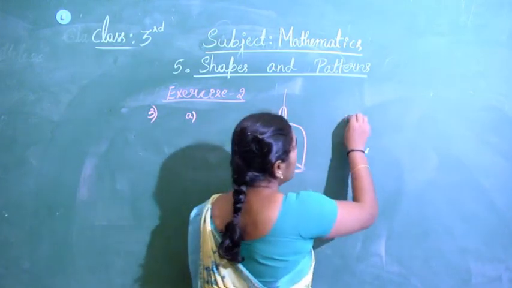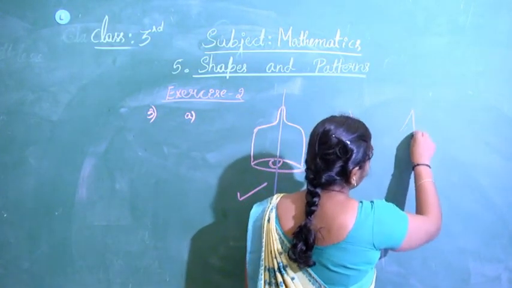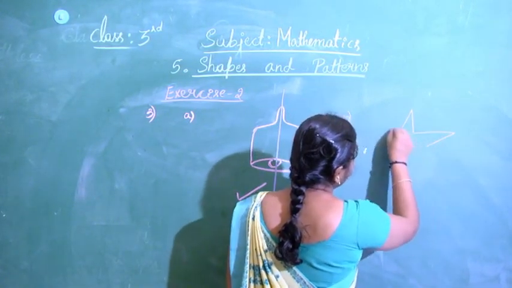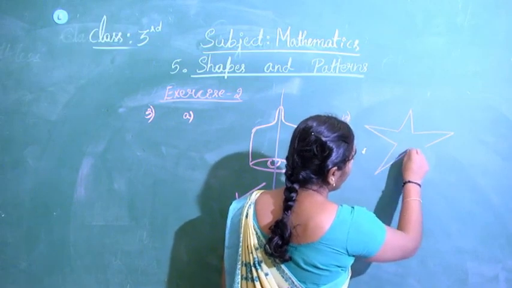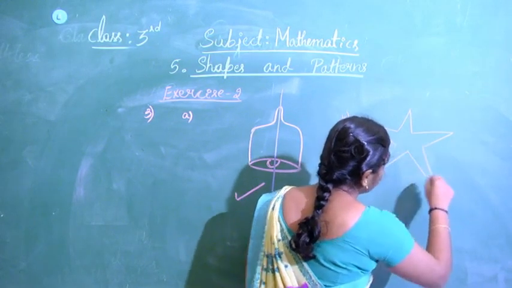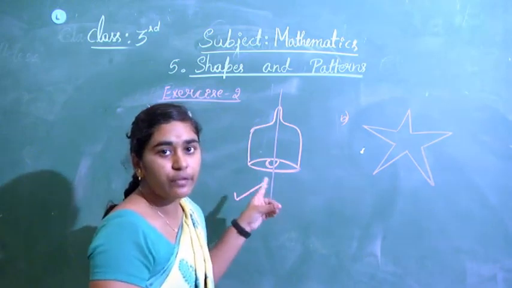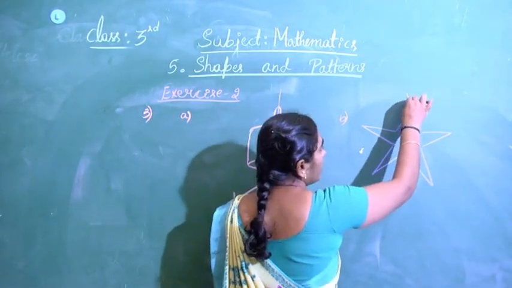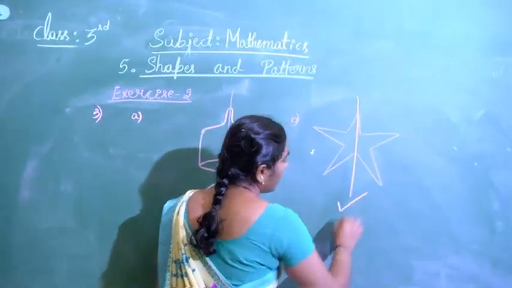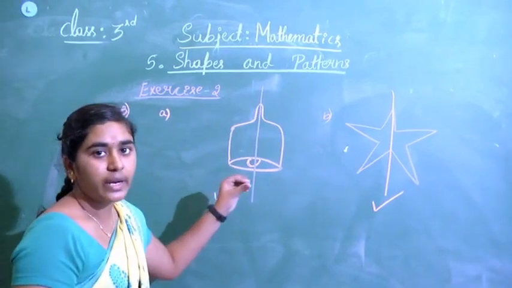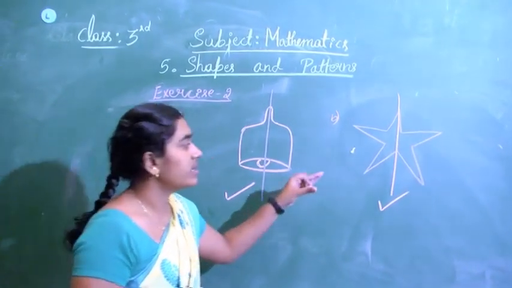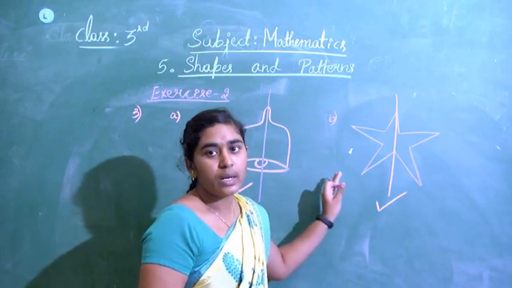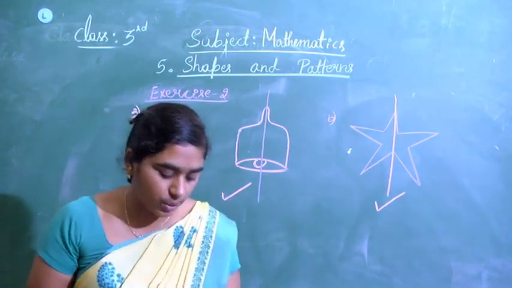The second one is the star again. You already know the star is a symmetrical one, and we have already drawn the line of symmetry for this. So this is also a correct one. We can draw a line of symmetry, and this is a symmetrical picture. Like this, check for the next two questions.